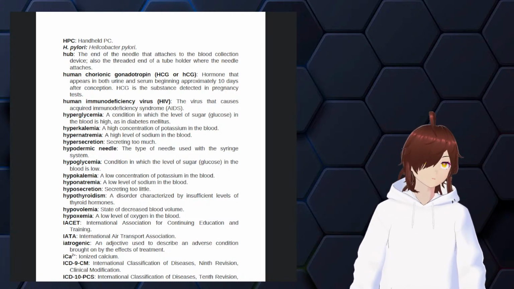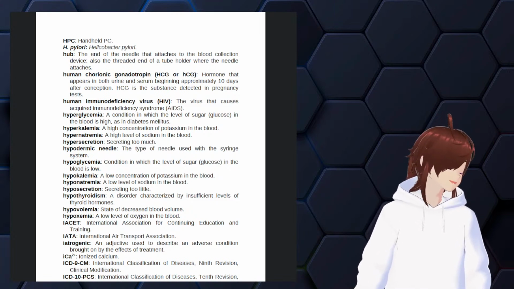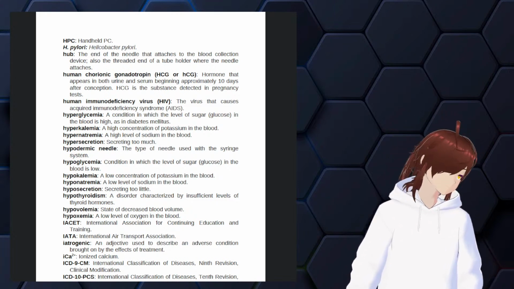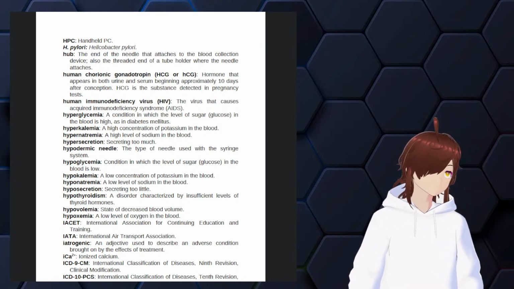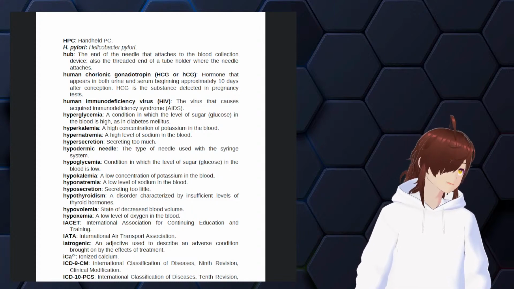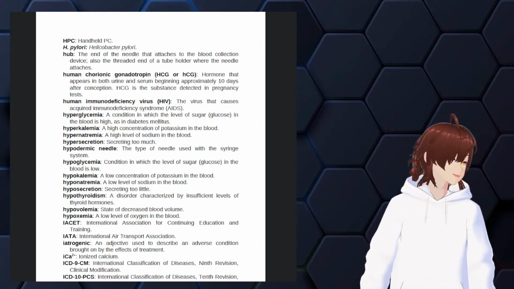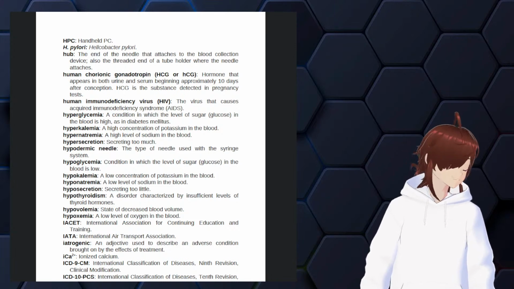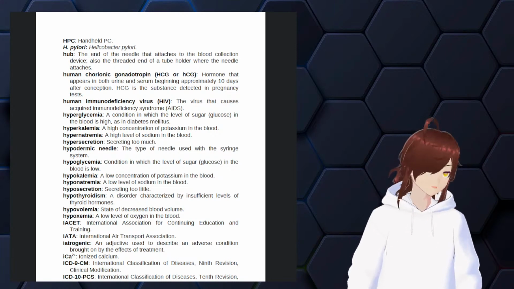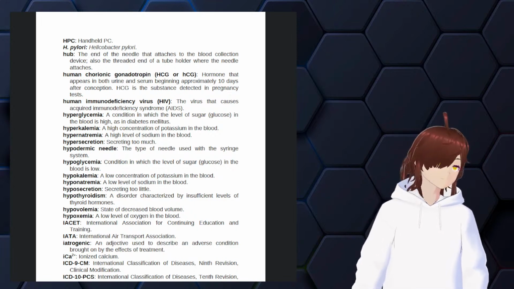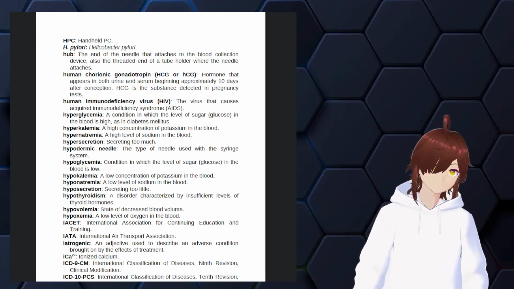Hypersecretion, secreting too much. Hypodermic needle, the type of needle used with a syringe system. Hypoglycemia, condition in which the level of sugar, glucose in the blood is low. Hypokalemia, a low concentration of potassium in the blood. Hyponatremia, a low level of sodium in the blood. Hyposecretion, secreting too little. Hypothyroidism, a disorder characterized by insufficient levels of thyroid hormones. Hypovolemia, state of decreased blood volume. Hypoxemia, a low level of oxygen in the blood.